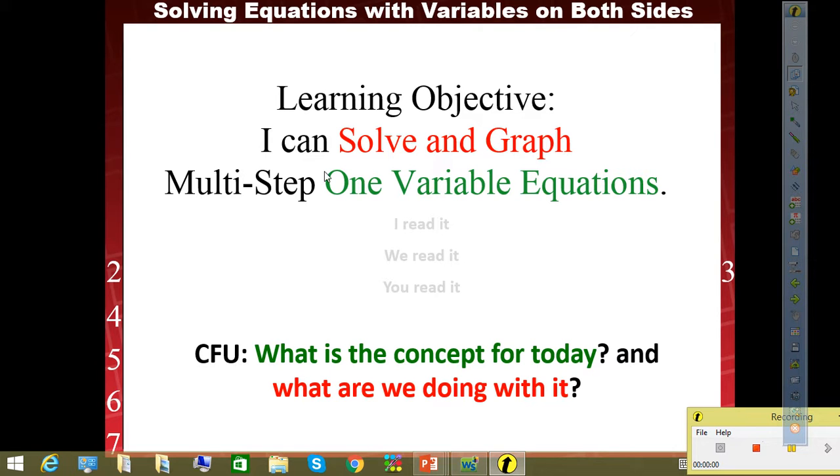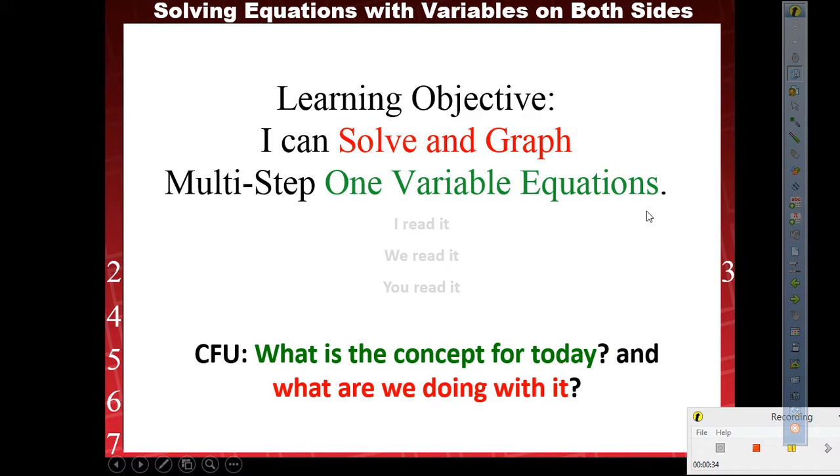So, once again, like I said, we took a little break from equations because we went into scientific notation and exponents, right? But we're coming back to it, and I want us to get really good at multi-step because we're about to go into two-variable equations, and then from there get into systems of equations.